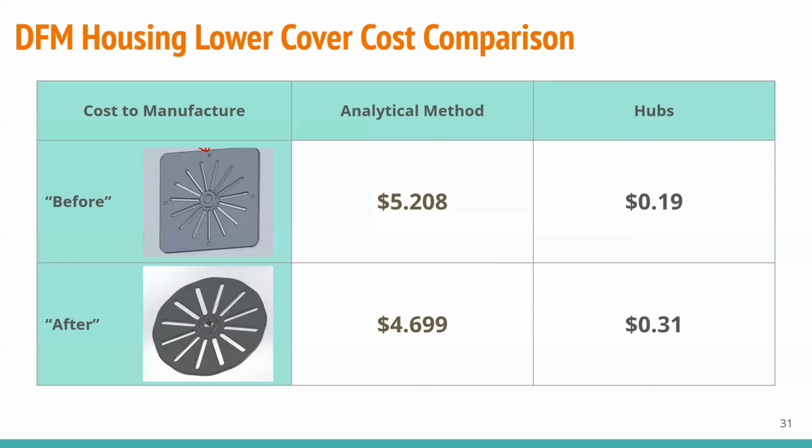Comparing the two estimations for cost, analytical versus the hubs.com quote, we can see the hubs estimates a much lower cost. This is likely due to the fact that they are going to be using a casted part first and using CNC machining as a secondary finishing process.